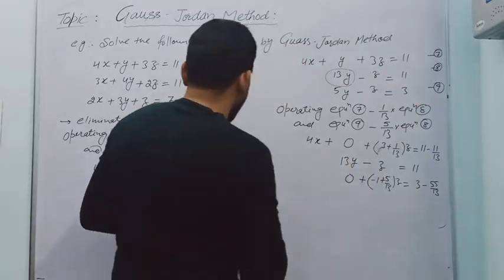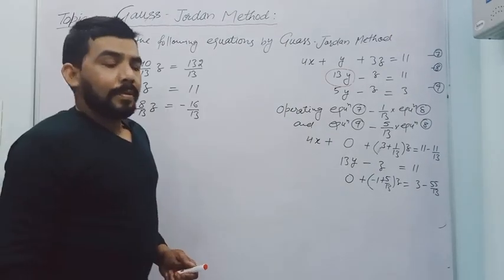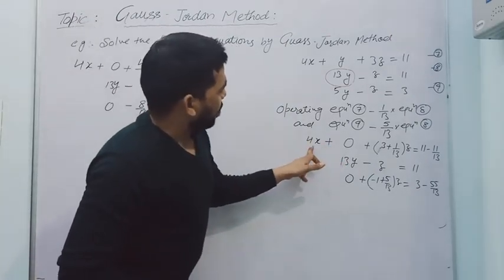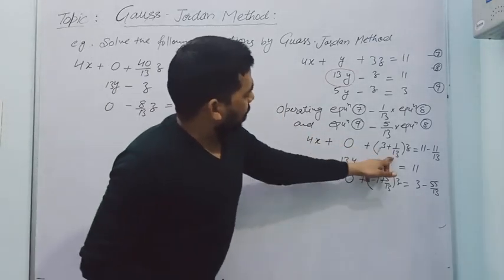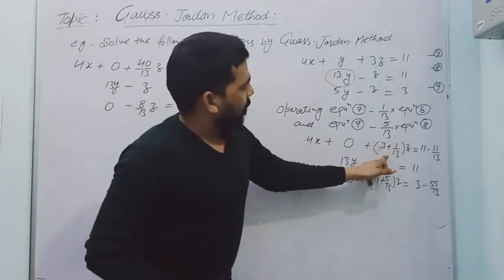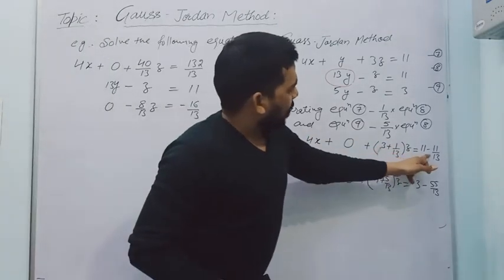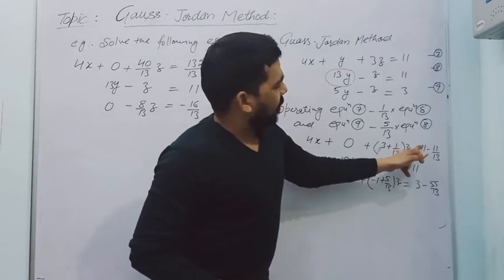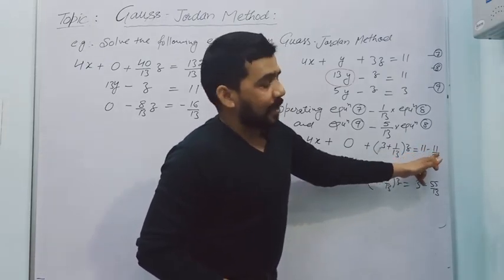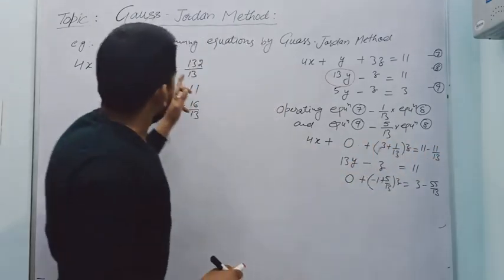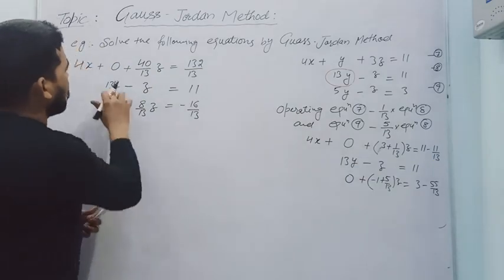So when I am doing the operation, I rewrite the equation over here. So now this system can be written as 4x plus 0 plus 13, 3 is 39 plus 1, that will be 40 by 13 into z, and is equal to 11 minus 11 by 13. When I do that, 11 common, and 1 minus 1 by 13, that will be 12 by 13. So 11 into 12 by 13, 11 into 12 will be 132 by 13. So I got this equation.